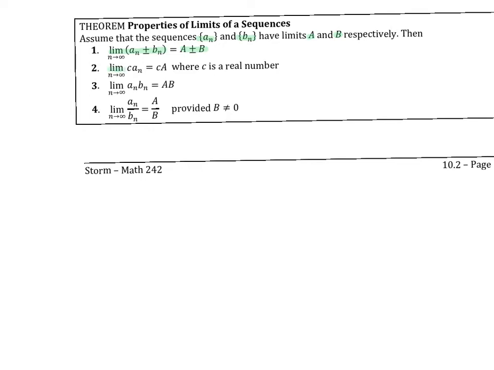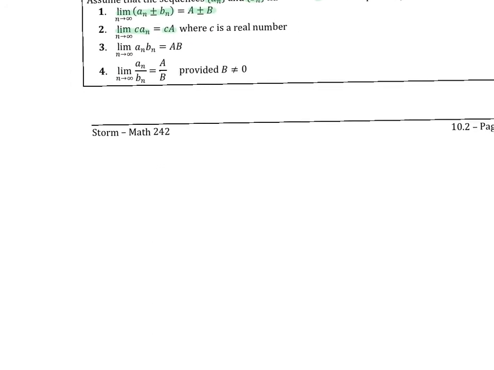So if you take the limit and you're just multiplying a constant by your sequence, you can just take the constant times the limit. If you're taking the limit and you're multiplying these two sequences, you can simply multiply their limits. And then the last property says that if you're taking the limit and you're dividing the two sequences, you would divide their limits. You just have to make sure that you don't get 0 in the denominator.